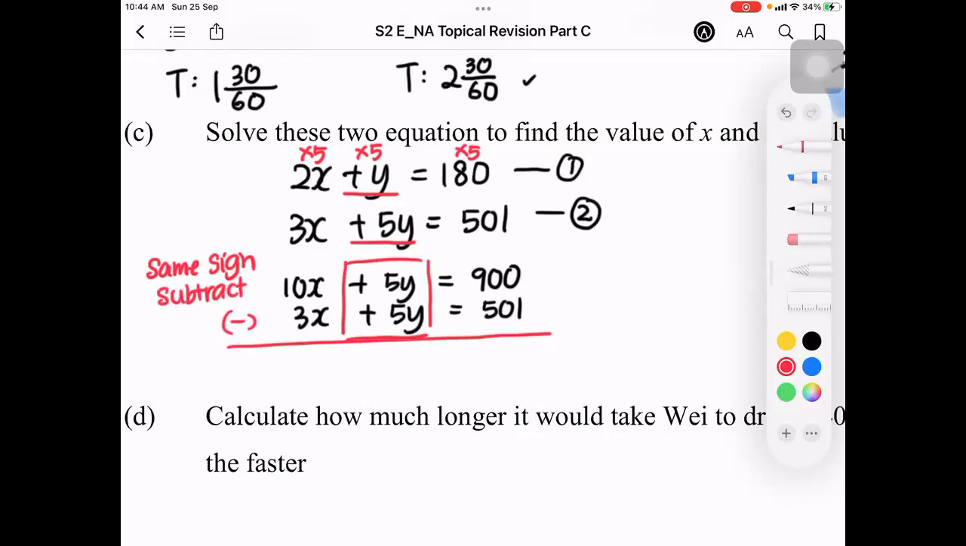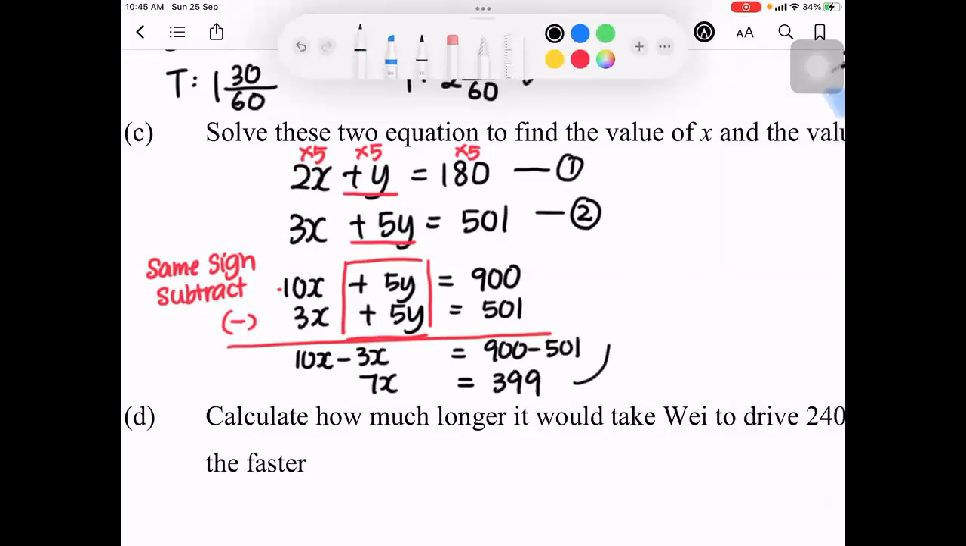So 10 minus 3, 10x minus 3x. I just write down like in case. 10x minus 3x. Then 5 minus 5, of course, don't have. Then 900 minus 501. 10 minus 3, 7x. 900 minus 501, 399. Then from here, x equal to divide by 7, 399 divided by 7, 57 answer.